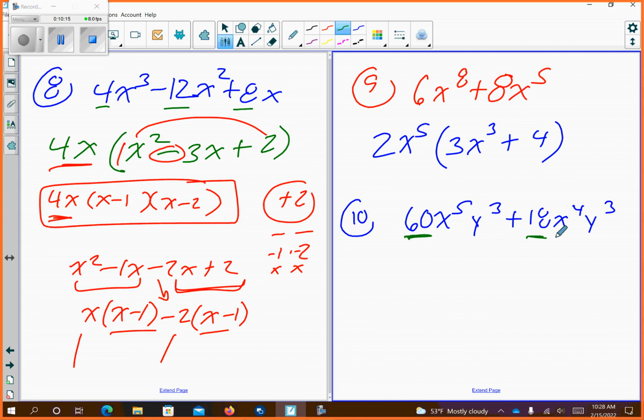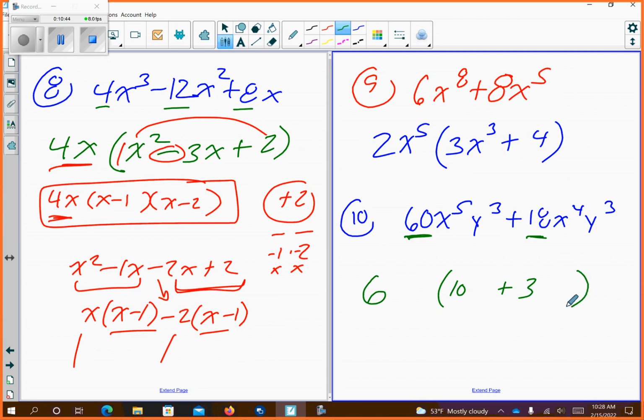6? 6 could work. Anything bigger? I think that might be it. Because the other numbers that go into 18 are 9, but 9 doesn't go into 60. 18 doesn't go into 60. So I like the 6. Okay? All right. So if I factor 6 out of 60, I get 10. If I factor 6 out of 18, I get 3.